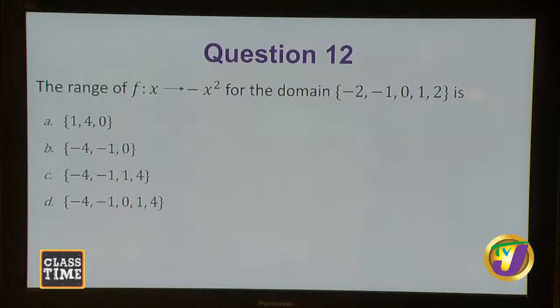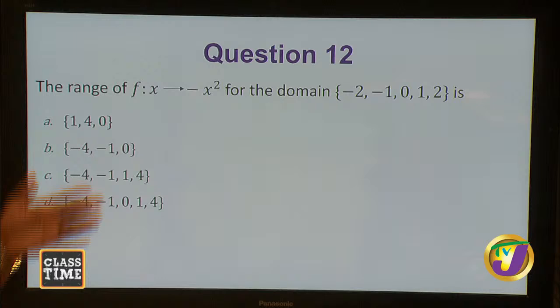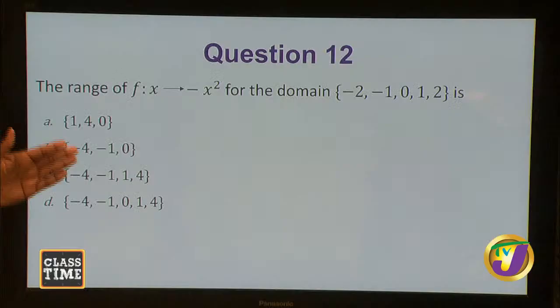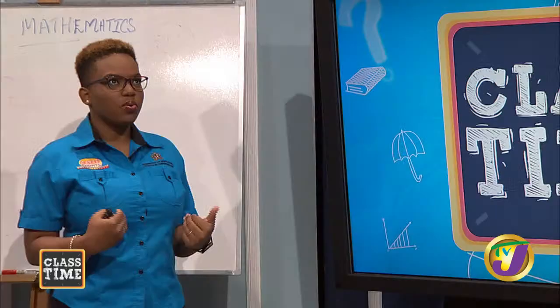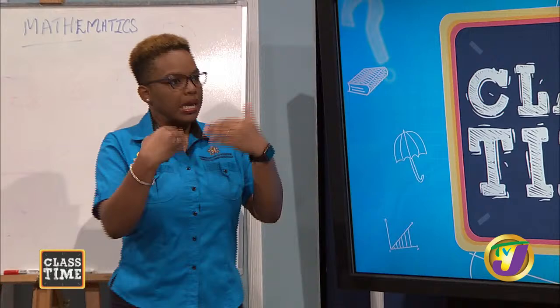Right. Let's move on. So the range of F. F basically is mapping X here to negative X squared. So we have a function such that our X values are mapping to negative X squared. And we're asked for the range, and we've been given the domain, the list of values there: negative 2, negative 1, 0, 1, 2. Fancy words, range and domain. What I can recall, the domain are your X values, your input values. And the range are usually your Y values, your output values.